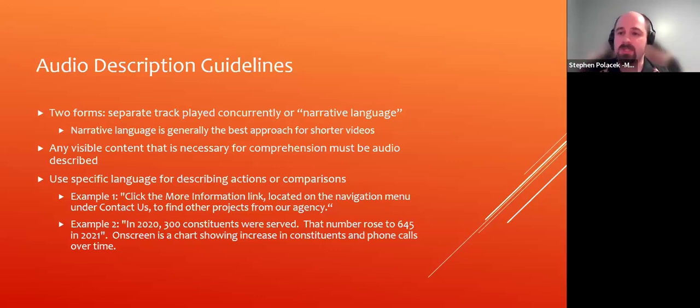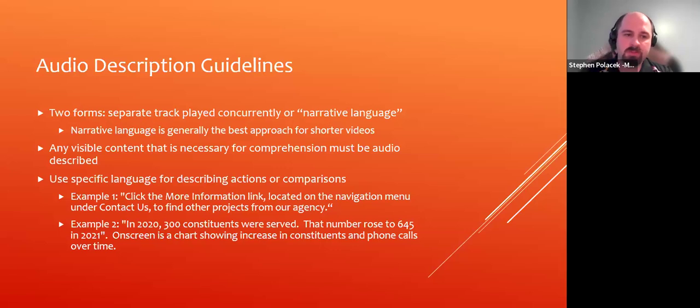So that's where narrative language, the second option, comes into play. It's a better approach for shorter videos. Narrative language is making sure that what you're saying matches what happens on screen. That way we don't have to worry about pausing and filling in time, or not getting across the information we want to, or not having any kind of description and having that disjunction between screen and voice.